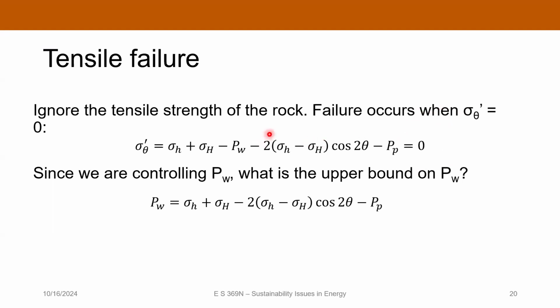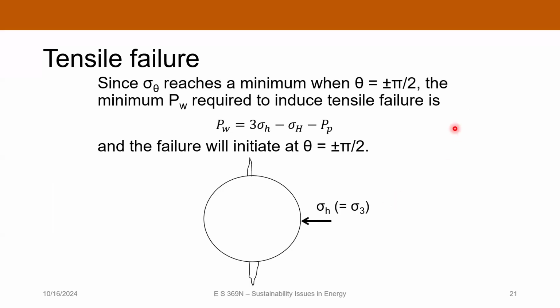So what we can control here is the wellbore pressure, and that's going to be related to the mud weight. And so that means that we've got an upper bound on the wellbore pressure, and it's given by this expression here. So that is the maximum wellbore pressure we can have before we will start inducing tensile fractures on the wall of the borehole. So we want to try to avoid that.